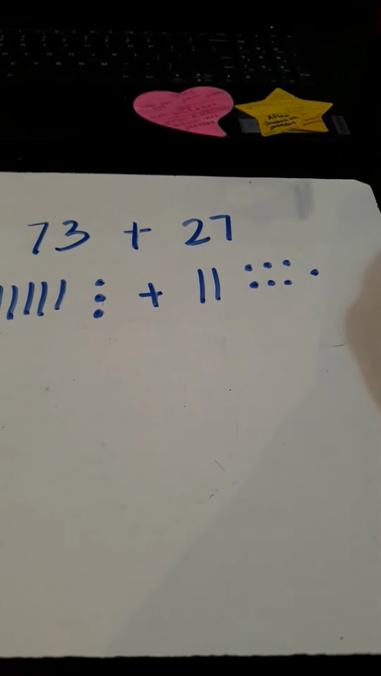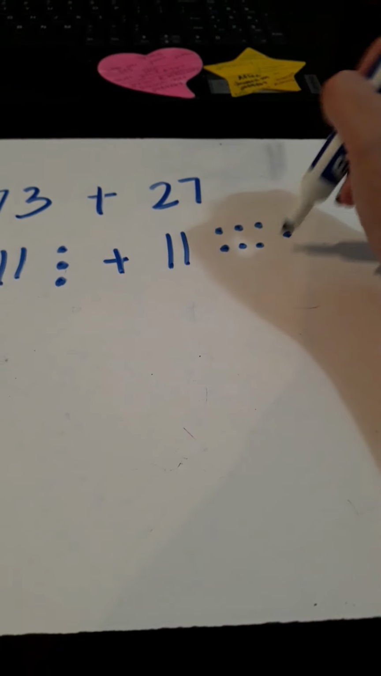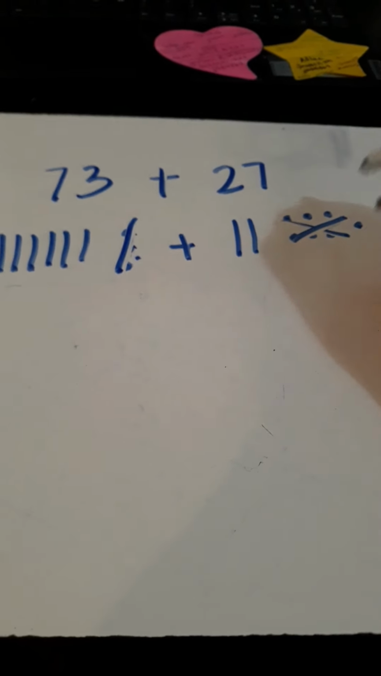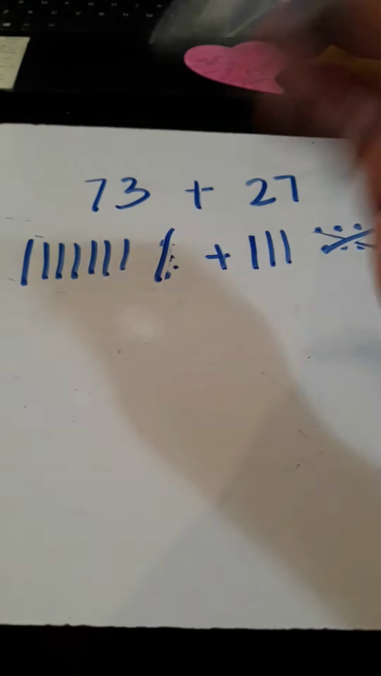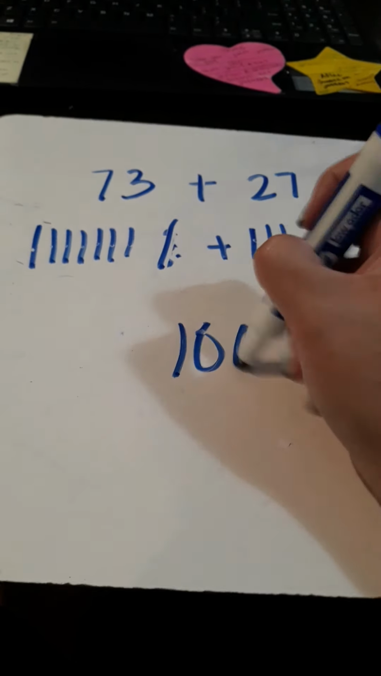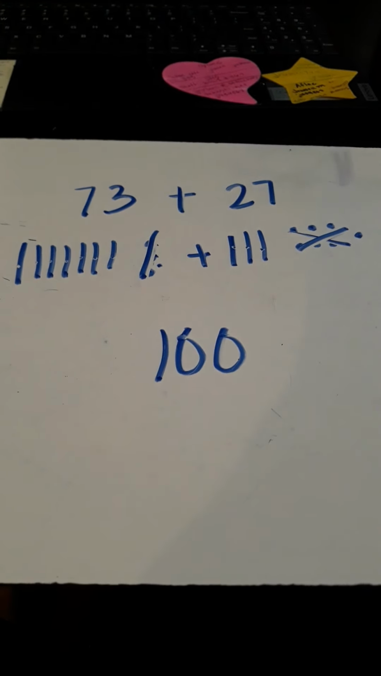Let's look at our ones first. We know there's 7 here. 7, 8, 9, 10. We can make a 10. So let's cross out our ones and put our 10, because we added it together. Now count all of your tens. 10, 20, 30, 40, 50, 60, 70, 80, 90, 100. So your answer is 100.